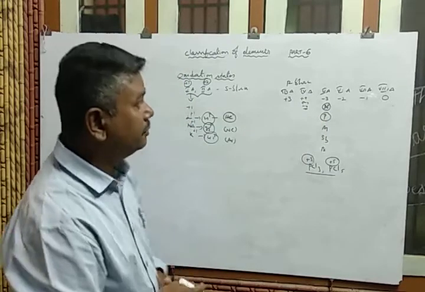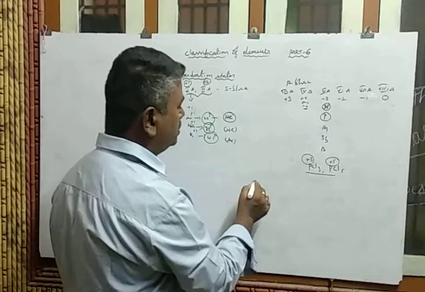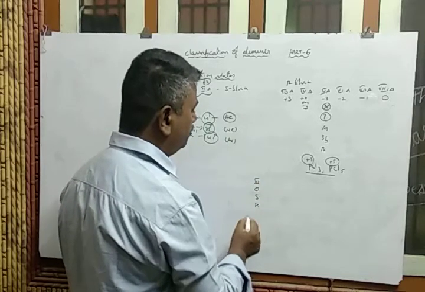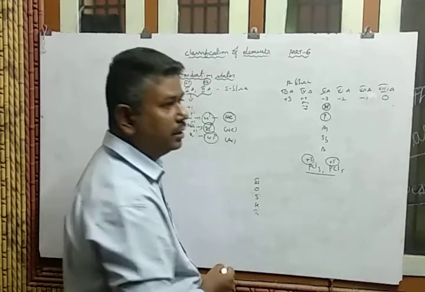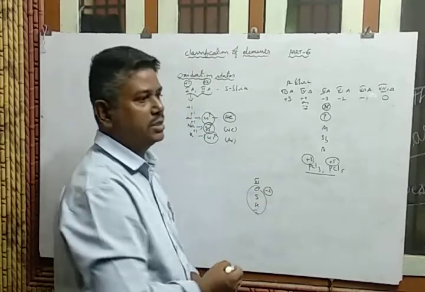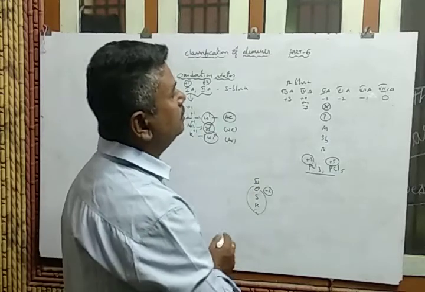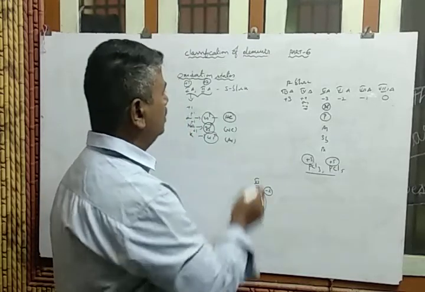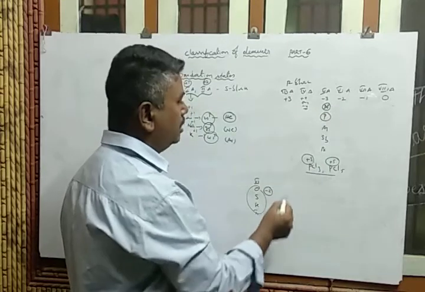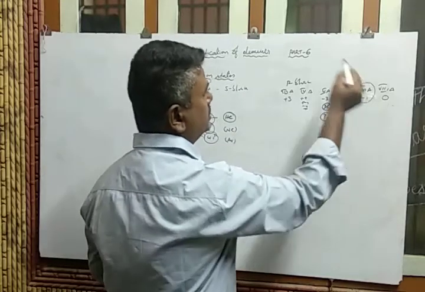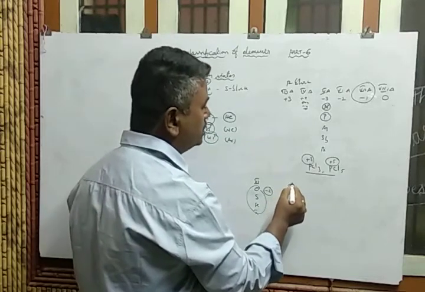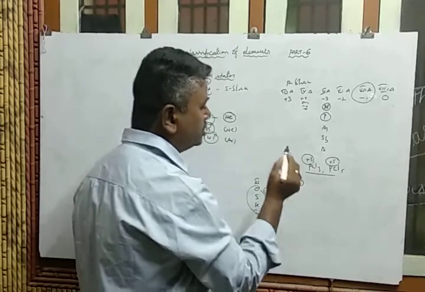Clear? Whereas in the case of 6th group elements, like which one? Oxygen, sulfur, selenium, tellurium, this group shows a -2 oxidation state. Whereas in the case of 7th A, all those elements show a -1 oxidation state. Especially fluorine always shows only a -1 oxidation state.